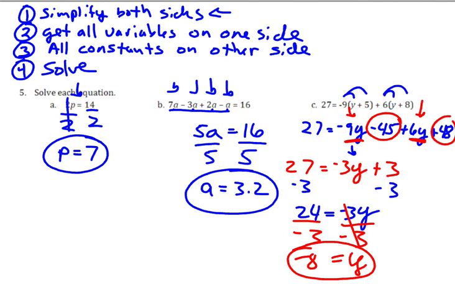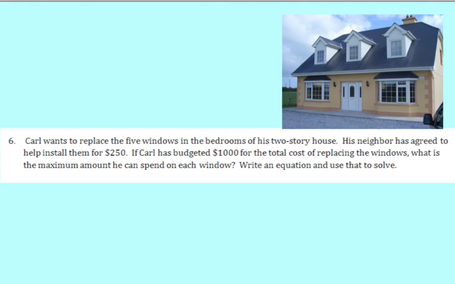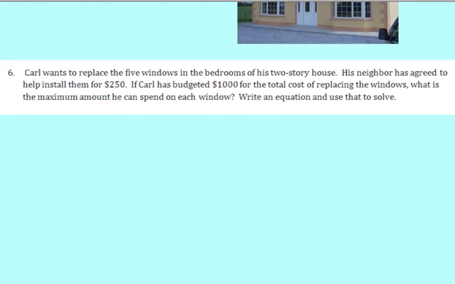One last problem here. There's a beautiful house there. Carl wants to replace the 5 windows in the bedrooms in his 2-story house. His neighbor has agreed to help install them for $250. If Carl has budgeted $1,000 for the total cost of replacing the windows, what's the maximum amount he can spend on each window? So after the $250, how much money does he have left? And you basically divide it by 5. What I want you to do is write an equation for this, to set this problem up. What would you use? How would you set this problem up? I know a lot of you can probably do it in your head and do it on your calculator, but try and write an equation for this.